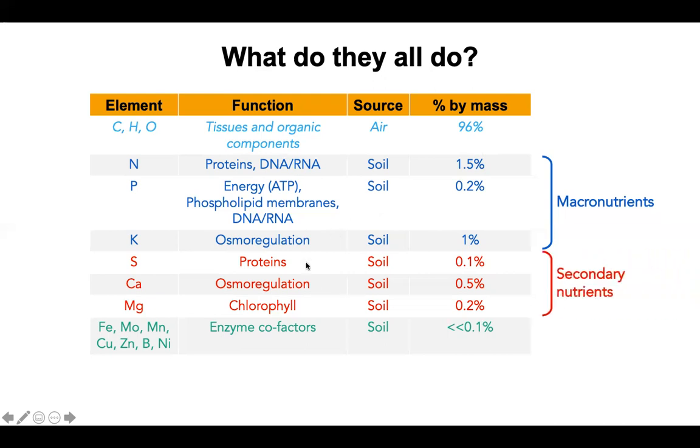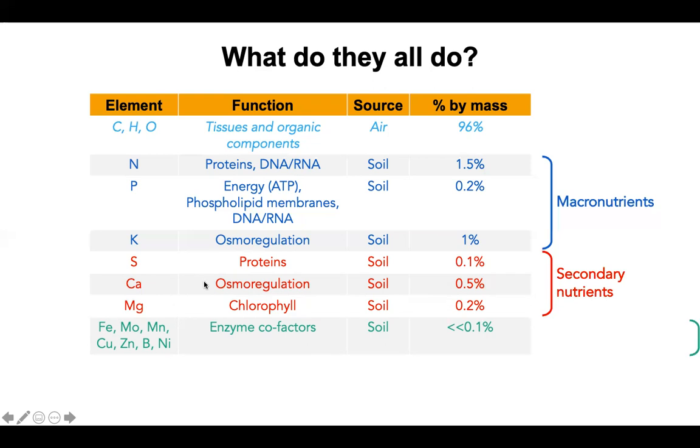Now for our secondary nutrients, we have sulfur, first off, which is really present in proteins. It does a bunch of different things in proteins. Calcium is also important in osmoregulation. And then we have magnesium, which is a central molecule in chlorophyll, chlorophyll being the thing that helps photosynthesize. That magnesium helps those chloroplasts to stack one on top of the other and form those thylakoid membranes, if you remember back to biology. So magnesium helps to really organize that there.